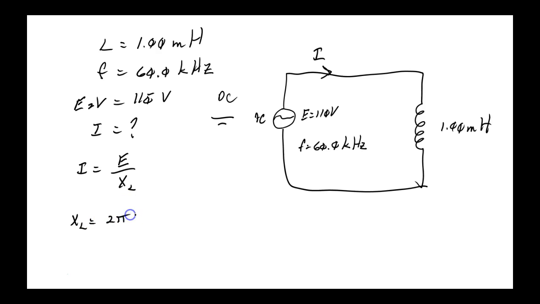2 pi times frequency times inductance, L. We've got frequency, we've got inductance, we've got 2 pi, so we can go to town on this one. Except that our inductance is in millihenries, and we need it in henries. So what is that going to be? 1.00 times 10 to the minus 3 henries, since milli means minus 3.